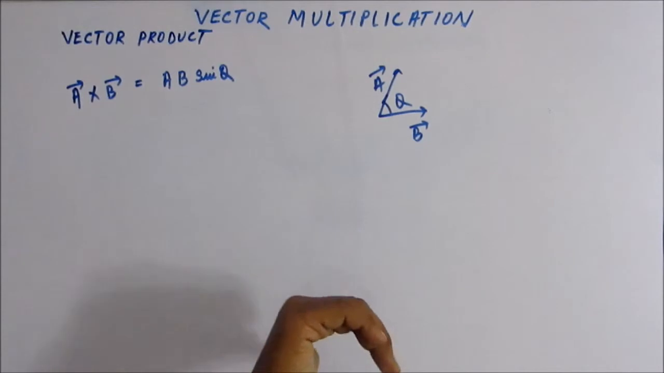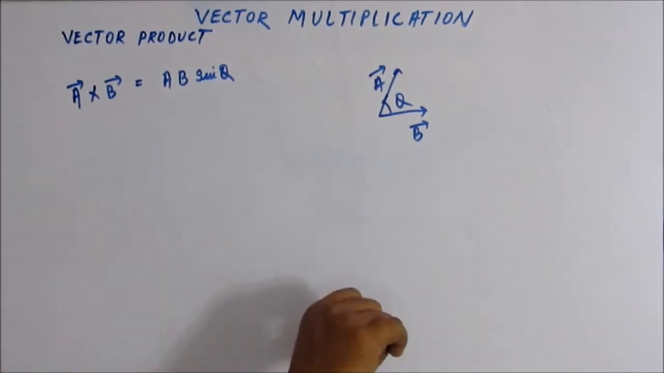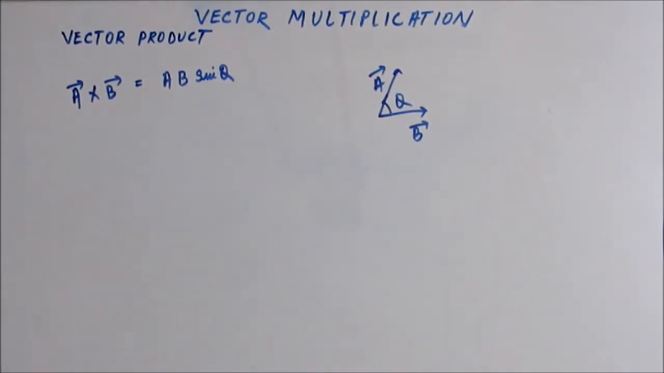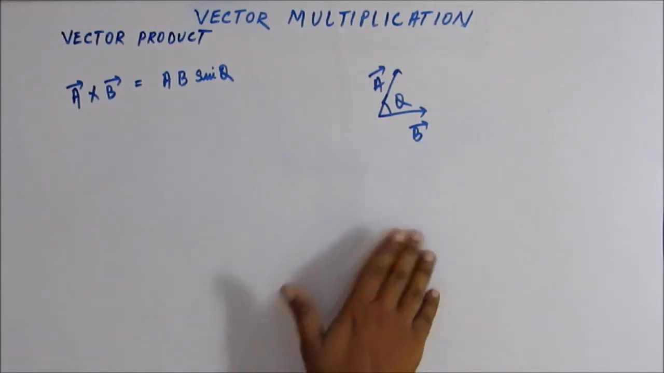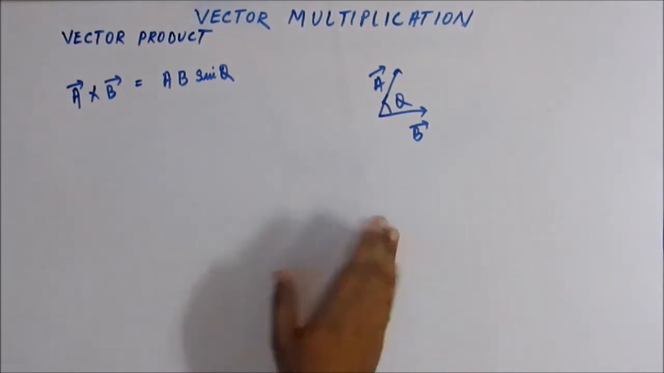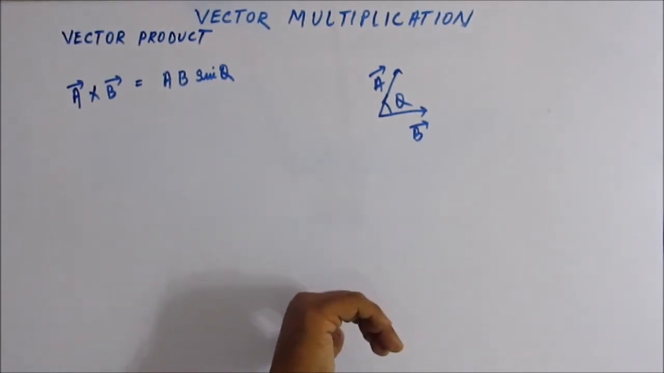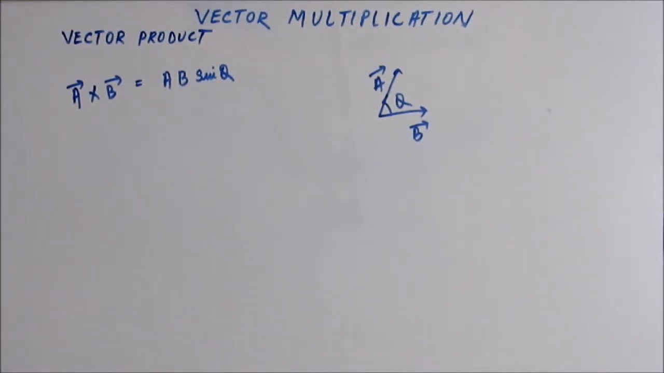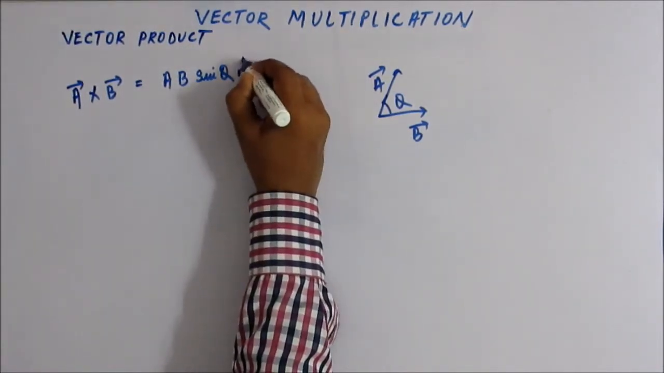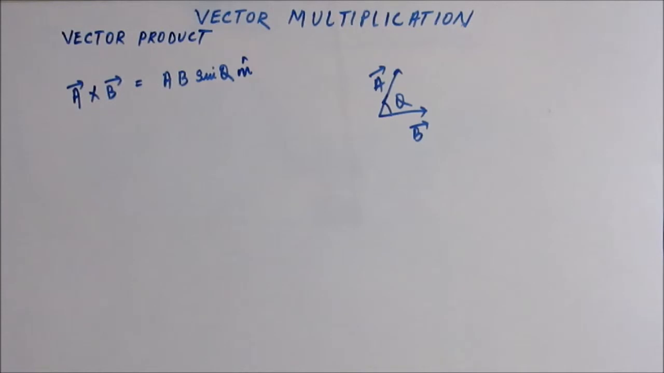Now when you do that, in whichever direction your thumb is pointing, that is the direction of A cross B. For instance, in this case, if I curl my right palm from A to B, my thumb is pointing downwards. So the direction of A cross B would be downwards. I'm representing it by a general vector n cap, and n cap is actually downwards. This is how you find it.